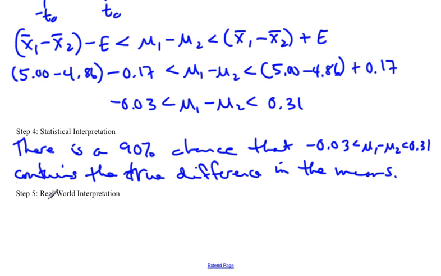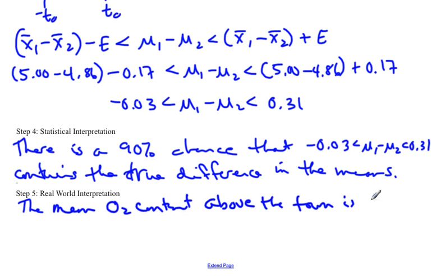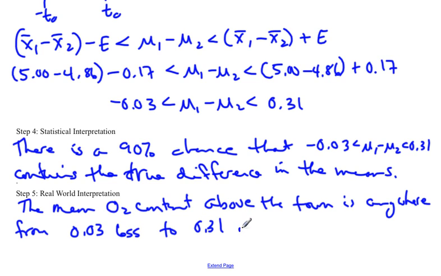So in this case, mu1 was the mean oxygen content above the town. So we can say the mean oxygen content above the town is anywhere from 0.03 less to 0.31 more than the mean oxygen content below the town.